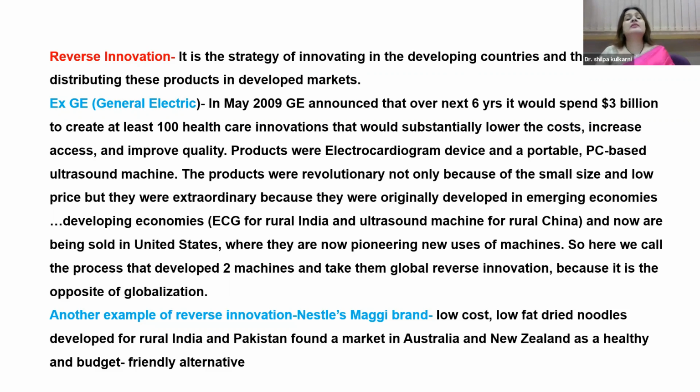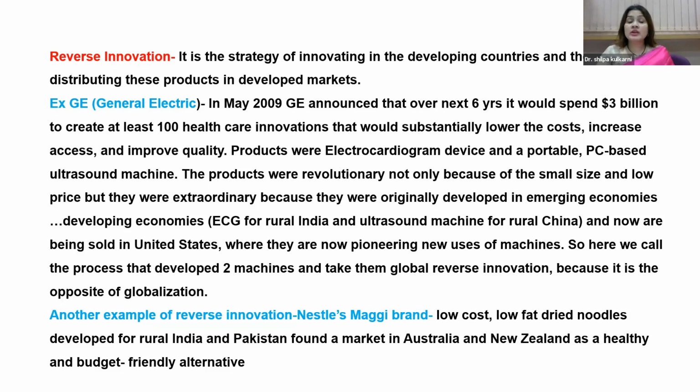Companies must learn reverse innovation, developing products in countries like India and China, and then distributing globally. A very good example is GE, that is General Electric. In May 2009, General Electric announced that over the next 6 years, it would spend $3 billion to create at least 100 healthcare innovations that would substantially lower the cost, increase access, and improve quality.